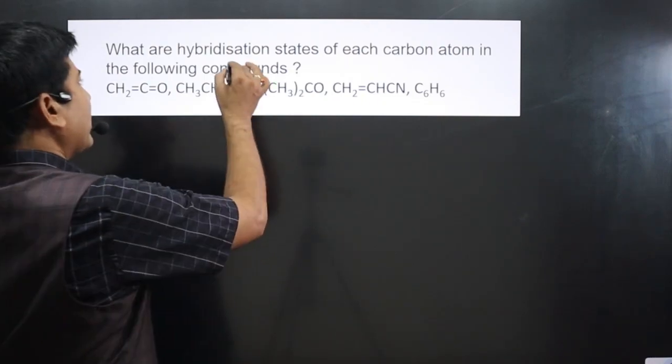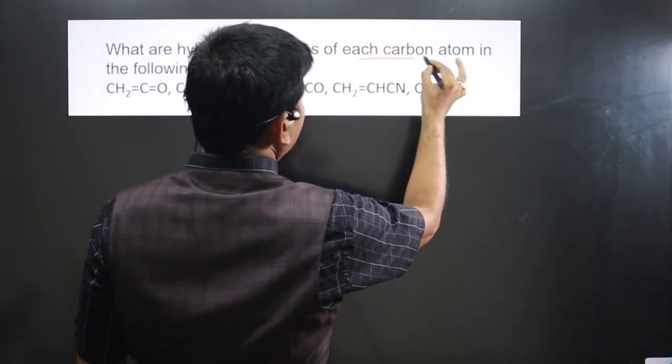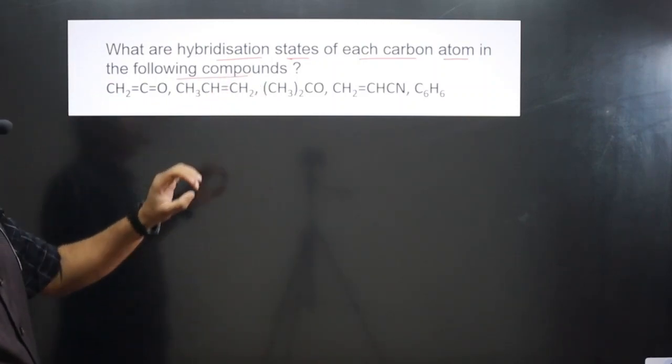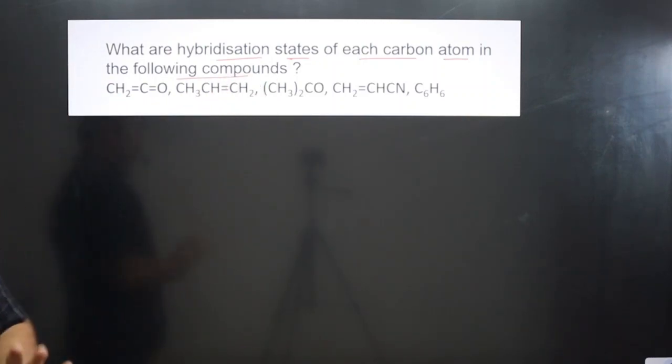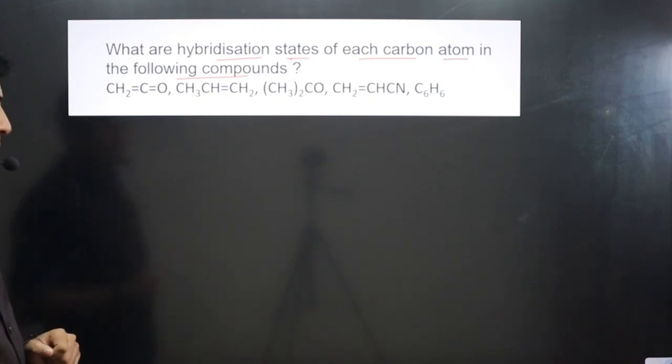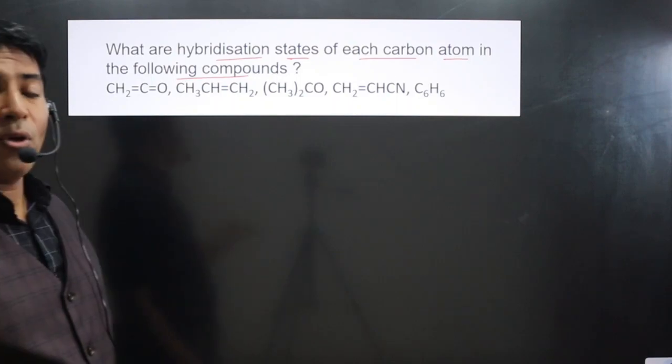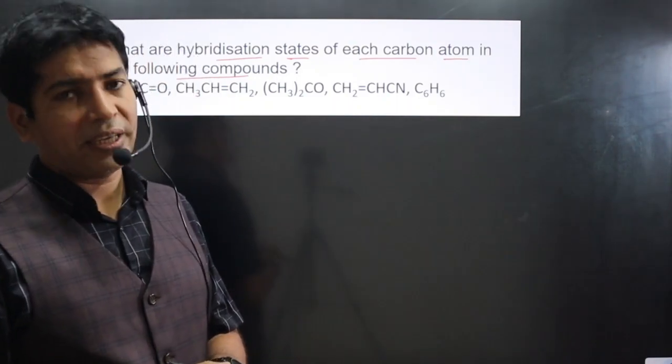The question says, what are the hybridization states of each carbon atom in the following compound? In the given compound, we have to determine the hybridization of each carbon. Okay, and regarding hybridization, we have learned that by determining the number of sigma bonds, we can find out the hybridization.